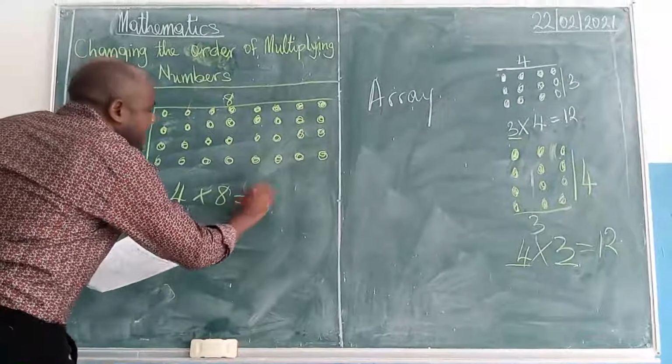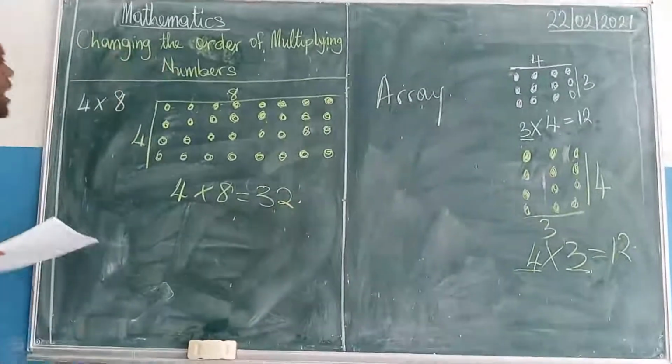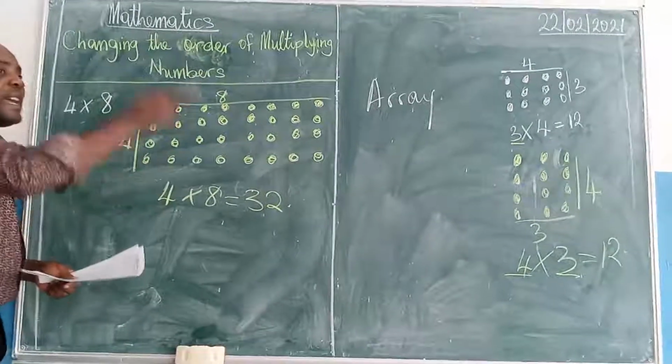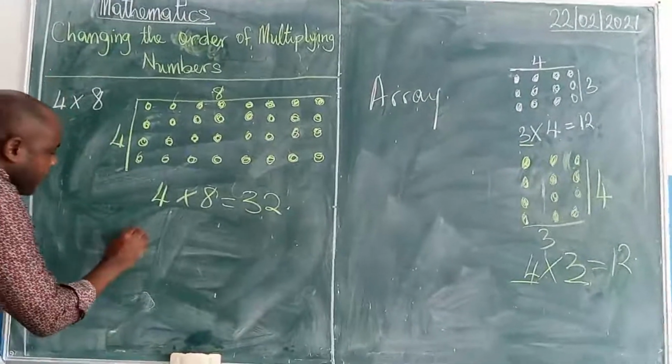Now, my answer is 32. And if we want to rearrange the number to be 8 times 4, it goes this way.